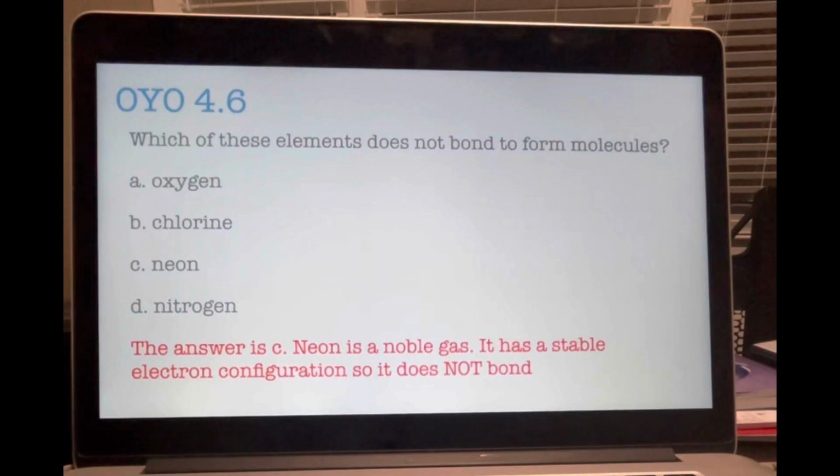All right, on your own, which of these elements does not bond to form molecules? Is it oxygen, chlorine, neon, or nitrogen? I hope you would know right away that the answer is C, neon. Neon is a noble gas, so it has a stable outer shell. It has a stable electron configuration, so it does not bond.